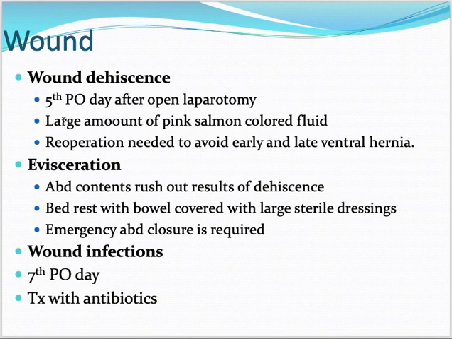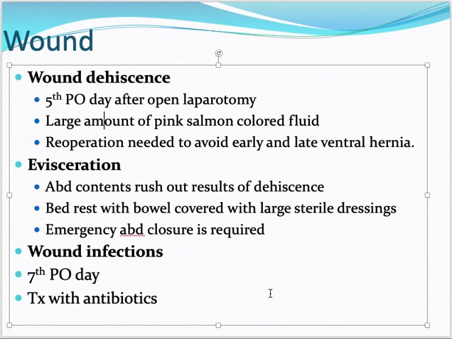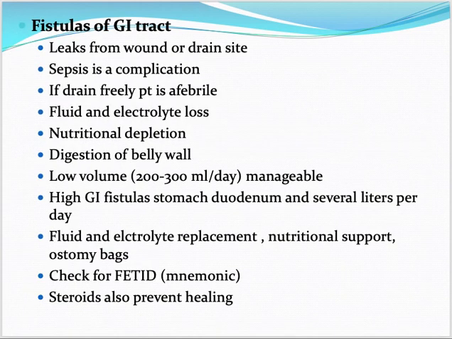One of the things which occurs is a large amount of pink salmon colored fluid. In these cases, they do a reoperation and fix it. And what is evisceration? Simply when the viscera of the abdomen come out through the wound. Of course, that is an emergency condition in which they take the patient back to the operating room and operate. They close the abdomen, or they decide what to do. Sometimes the wound can get infected, sometimes even an abscess can be formed. When the abscess is formed, drain that. If the wound is just infected, antibiotics should be given.